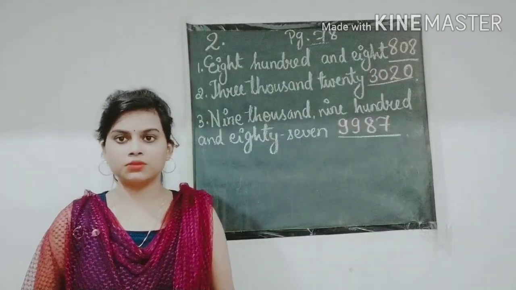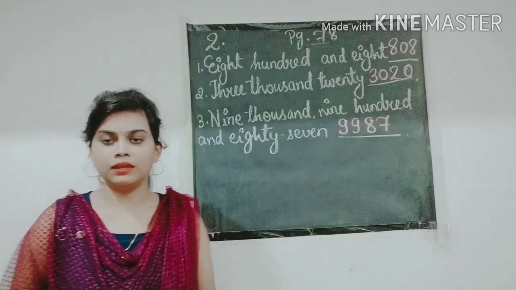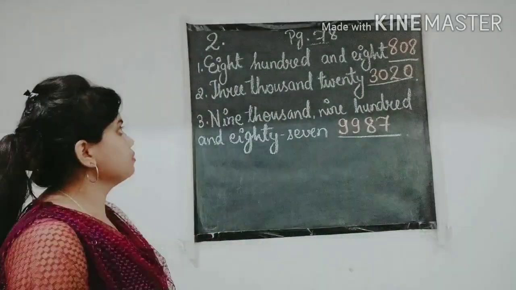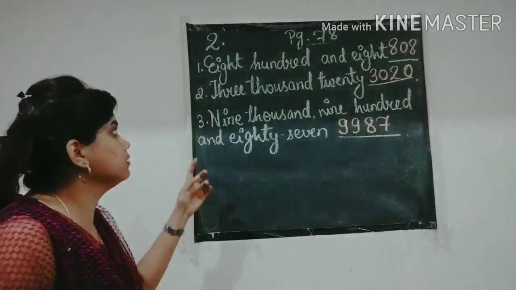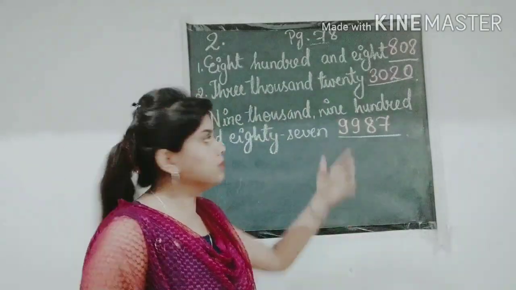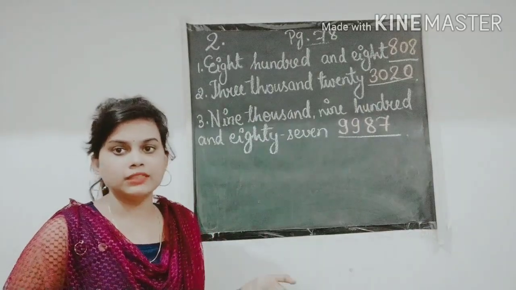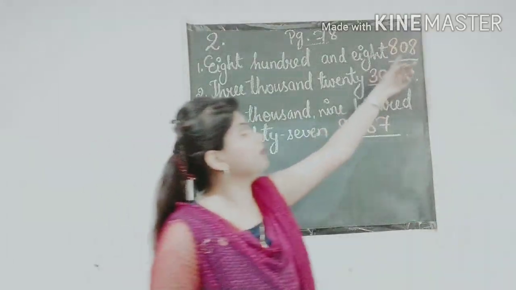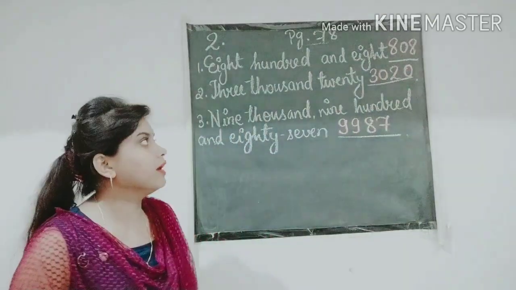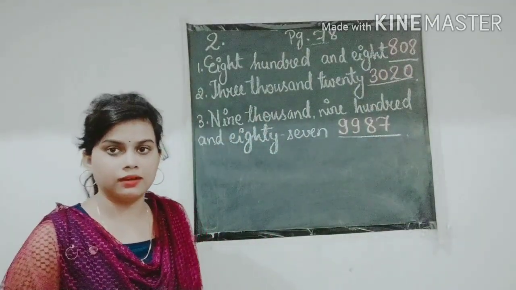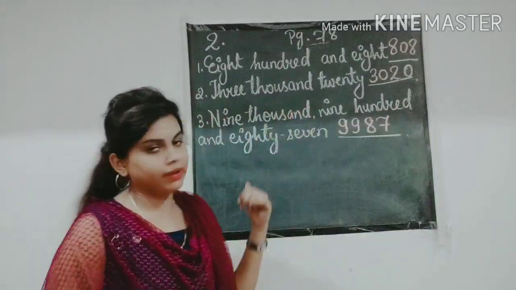Now, moving on to the next question, we have to write the numbers in figures. Okay, write the numbers in figures. Here are the questions. First question is 808. How will you write the numbers in figures? There is no number in the tens place, so you will write 0 in the tens place. So 808. You cannot write 88. You have to write 808. Right?